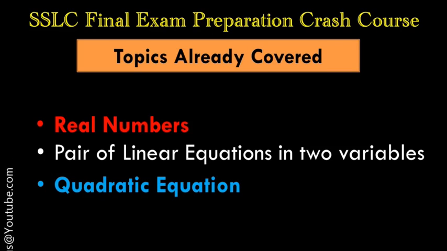It means students, from real numbers 4 marks, from the pair of linear equations 2 marks, plus from the quadratic equation chapter we can get a 2 mark question. So totally it comes to 8. It means from these 3 topics, 8 marks of fixed 100% questions are there.